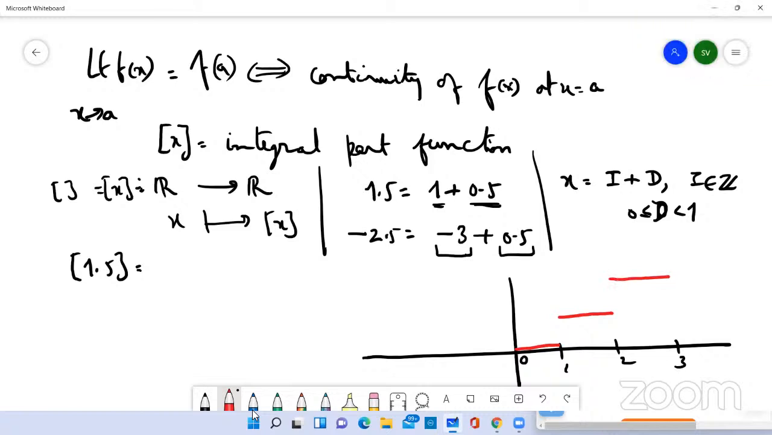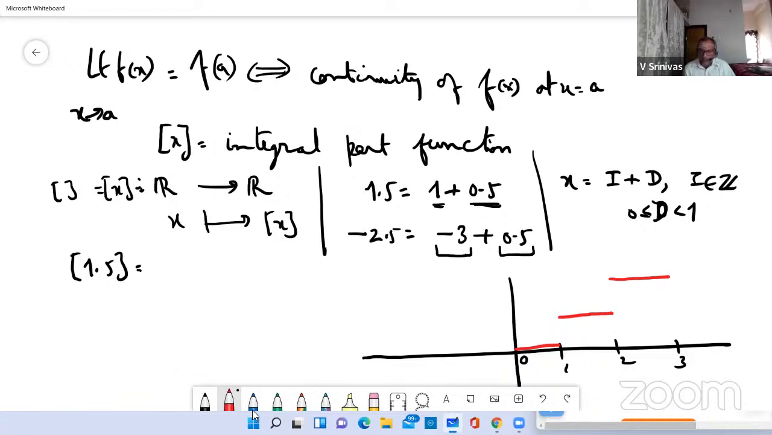Okay. For these, if your x is 0.5, the integral part is 0. If your x is 0.75, your integral part is 0. So the graph will be here. It is a step function. If your x is 1.5, the integral part is 1. If your x is 2.7, the integral part is 2. So the graph is a step function.